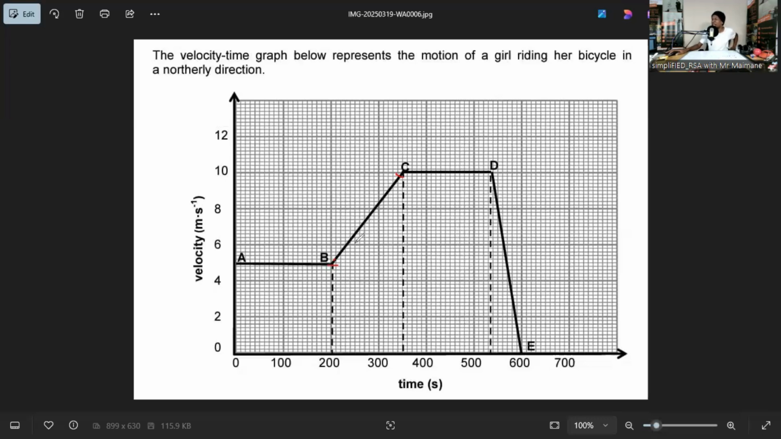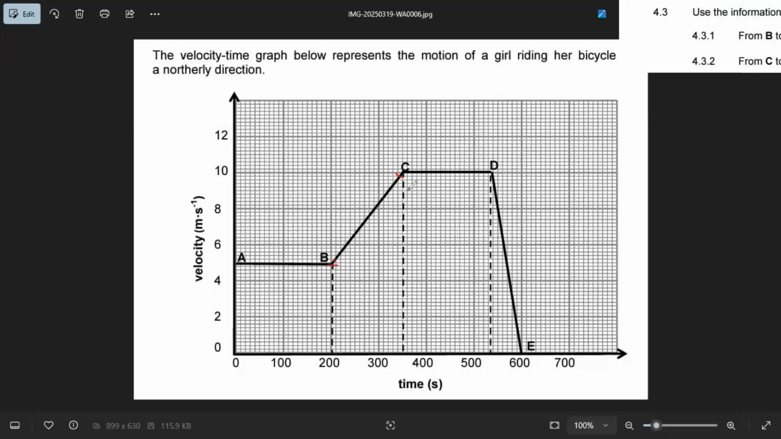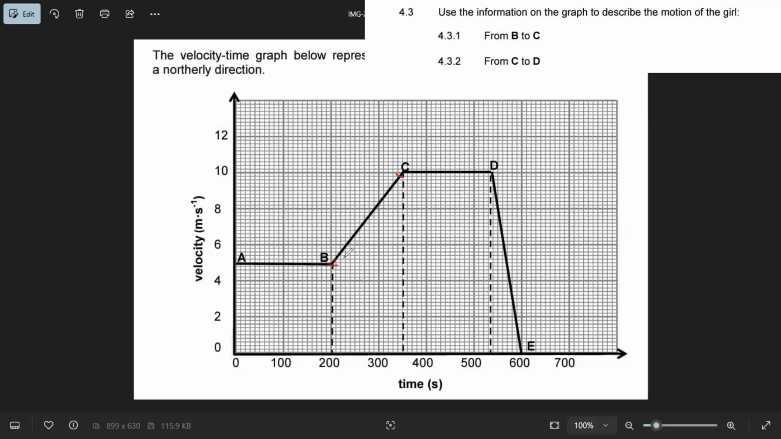But you can give different answers based on how the student looks at this. One student may say the velocity is increasing uniformly. One student may say velocity increases from 5 meters per second to 10 meters per second. One student may say the girl is speeding up. All the answers would be acceptable as long as you talk about the relation to the positive slope that we have there between B and C. That's for 4.3.1.